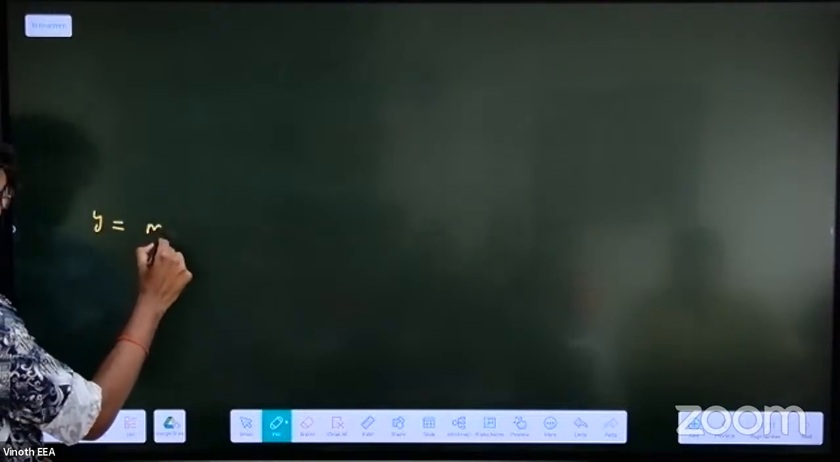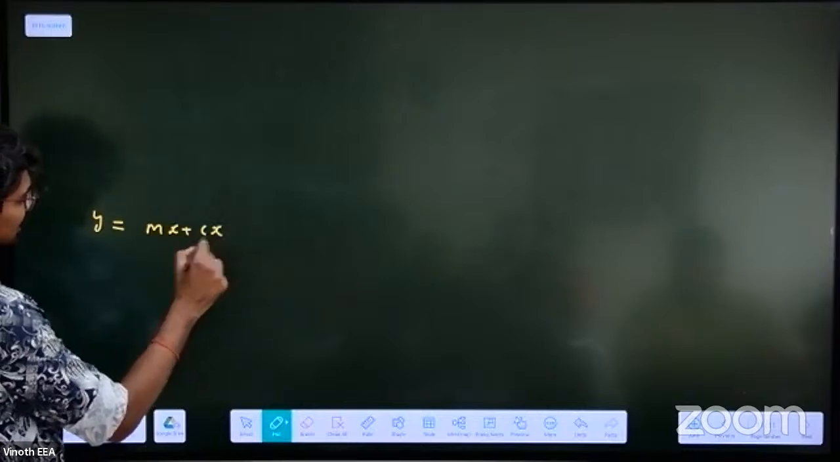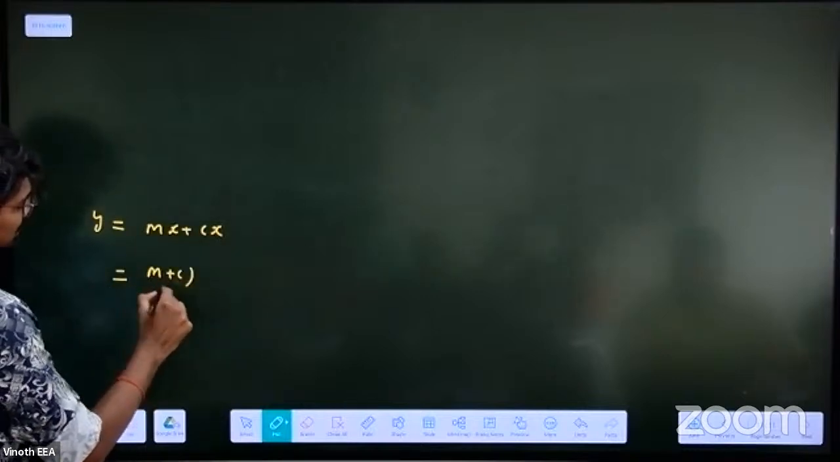One will be a fixed constant. M is a fixed constant, and C is an arbitrary constant. If y is equal to mx plus cx, then x is independent and y is dependent. Then c is the arbitrary constant. But mx plus cx cannot have c as an arbitrary constant. The question itself is wrong, right? Mx plus cx is nothing but m plus c into x.